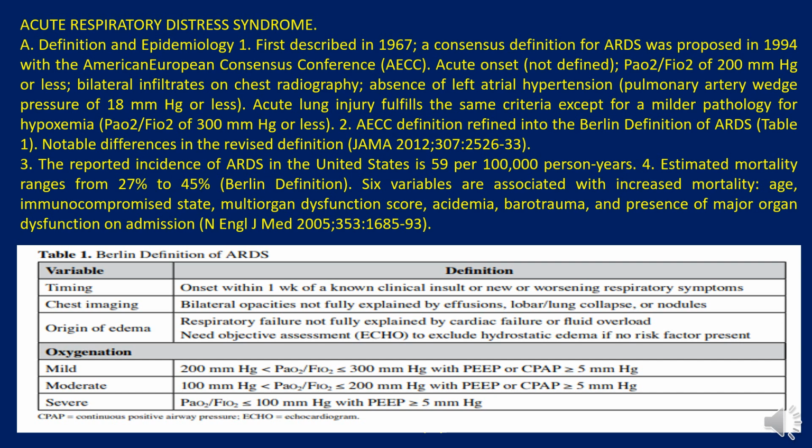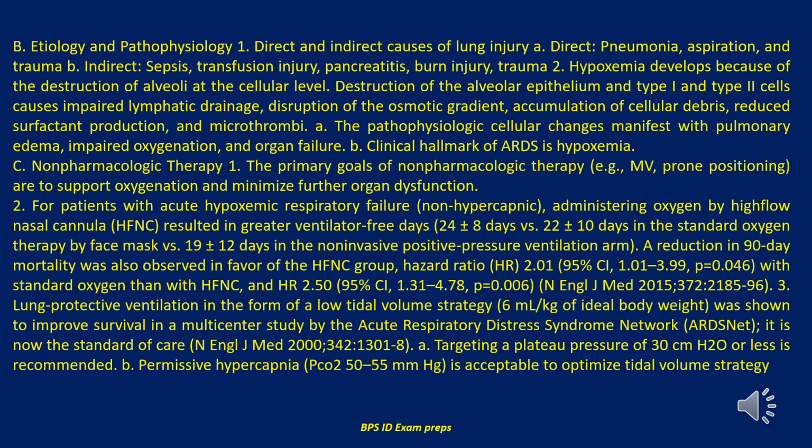6 variables are associated with increased mortality: age, immunocompromised state, multi-organ dysfunction score, acidemia, barotrauma, and presence of major organ dysfunction on admission, NEJM in 2005. Pause the video and carefully scrutinize Table 1 summarizing the Berlin definition of ARDS. Next we will look at the etiology and pathophysiology of ARDS.